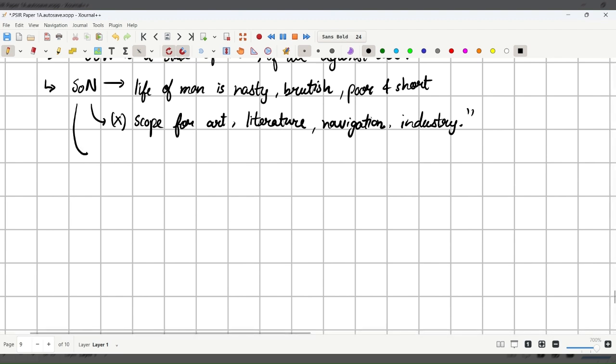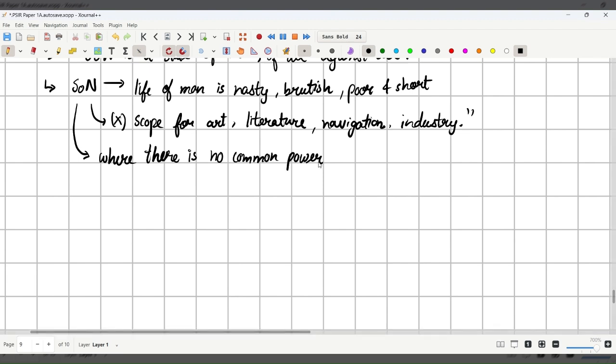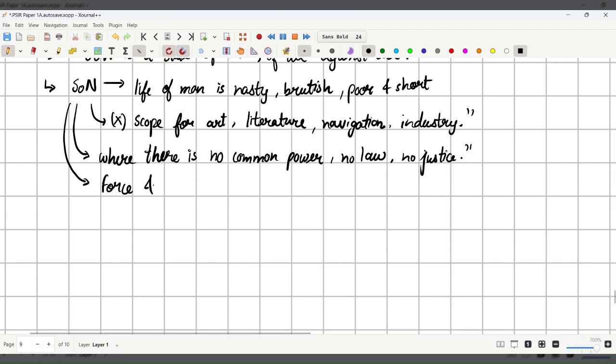he describes state of nature as a place where there is no common power, no law, then no justice, okay. So where there is no common power, there is no law, so there wouldn't be any justice there, okay. So basically it is the absence of morality and law, okay. And basically here force and fraud are the two cardinal virtues, okay.